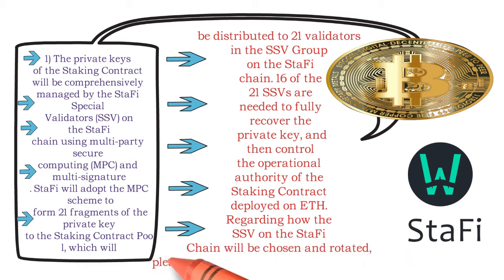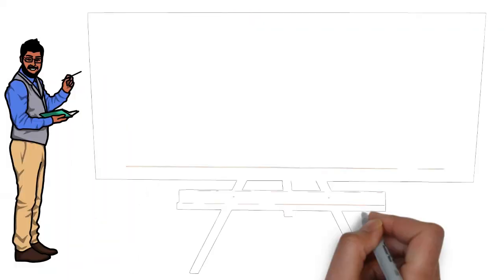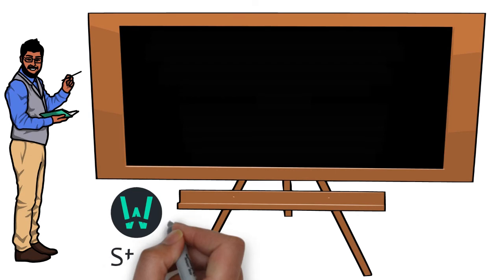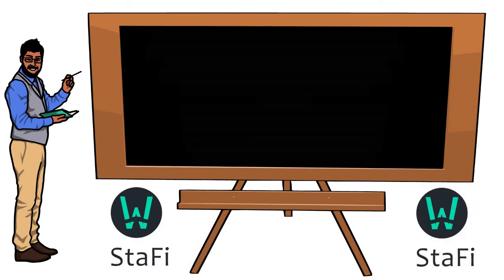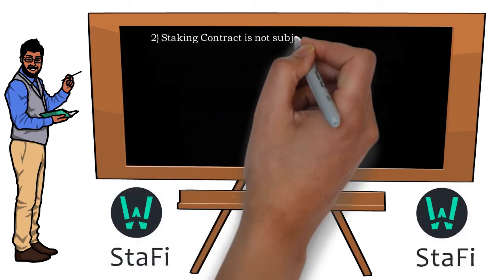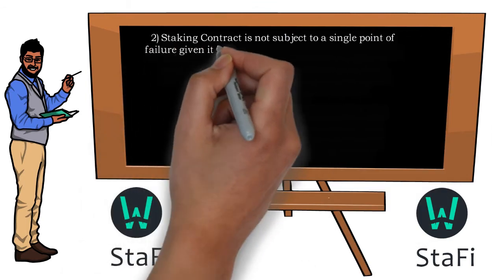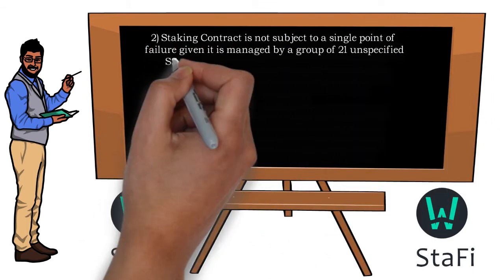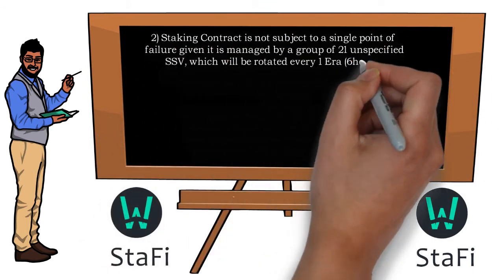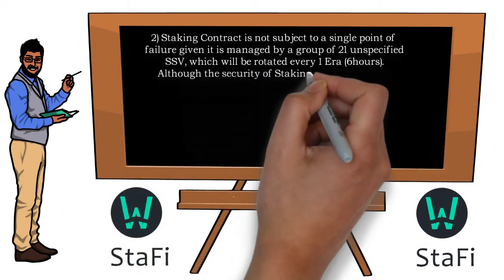Regarding how the SSVs on the StaFi chain will be chosen and rotated, please kindly refer to the StaFi official website. 2. The staking contract is not subject to a single point of failure, given it is managed by a group of 21 unspecified SSVs, which will be rotated every 1 era, 6 hours.